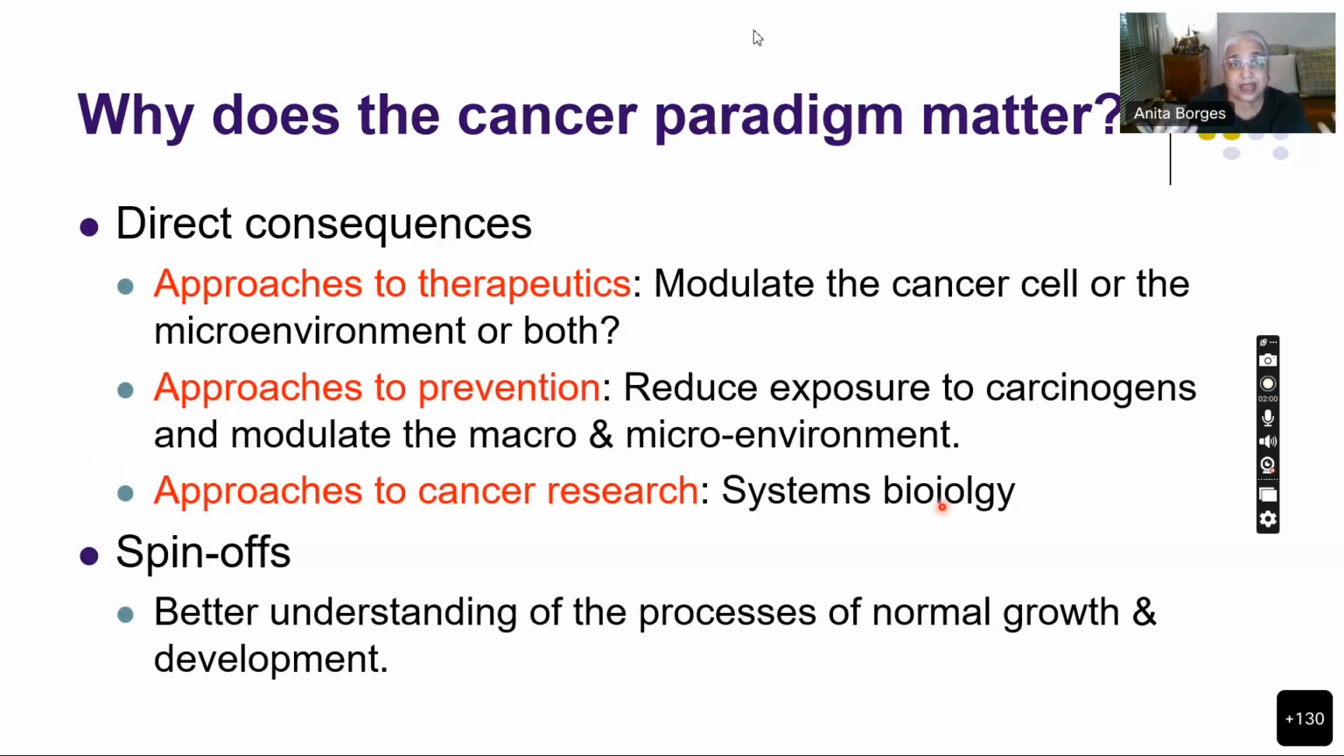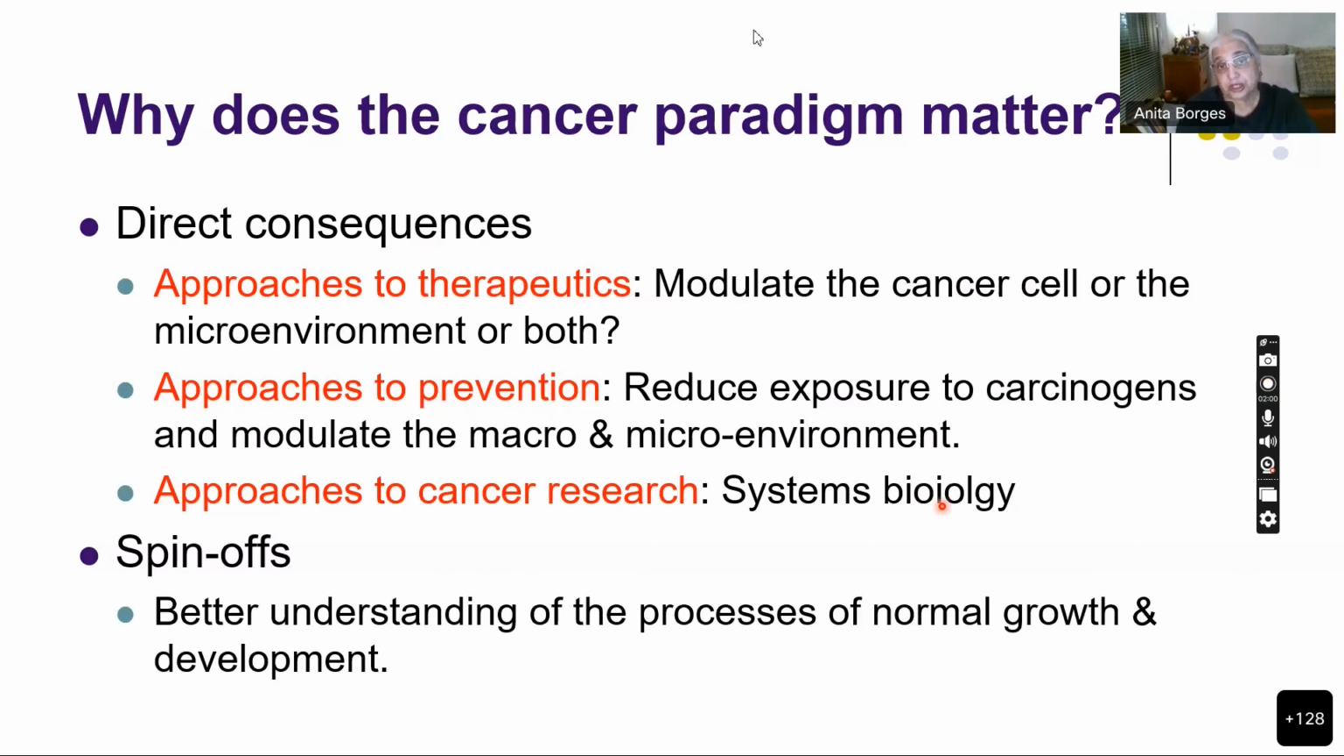There are approaches to therapeutics. To modulate the cancer cell, should you modulate the cancer cell, or should you modulate the environment, or should you do both? Because when you try to modulate the cancer cell by chemotherapy, you know what you're doing? You're also modulating the environment to the detriment of the environment. You're trying to kill the cancer cell, but you're also killing the microenvironment, and then that's not able to repair itself and therefore keep the cancer under control.